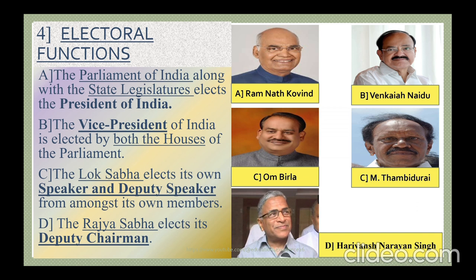You know that the Vice President is called the ex officio chairman, but Rajya Sabha itself can't elect the Vice President. The Vice President gets elected by the electoral college, which includes both the houses, but the Deputy Chairman of Rajya Sabha gets elected by the Rajya Sabha members itself.